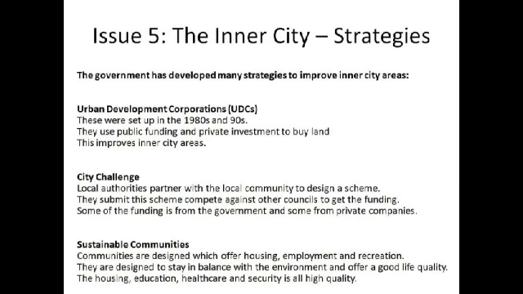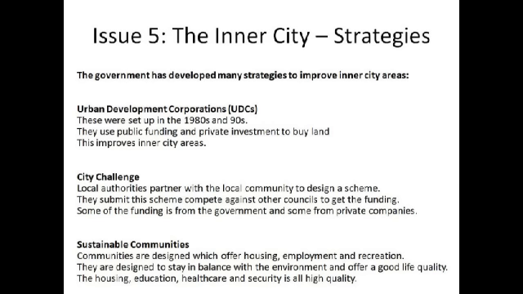City Challenge is when local authorities partner with the local community and local businesses to design a scheme, and they submit this scheme and compete against other councils to get funding from the government. Obviously some bits from the government, some bits actually from private companies, and then that's used to improve the area as well.